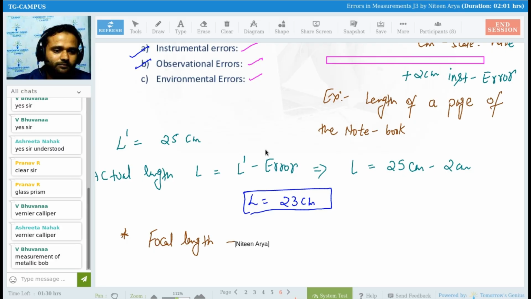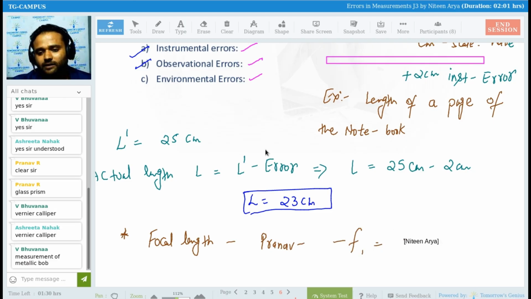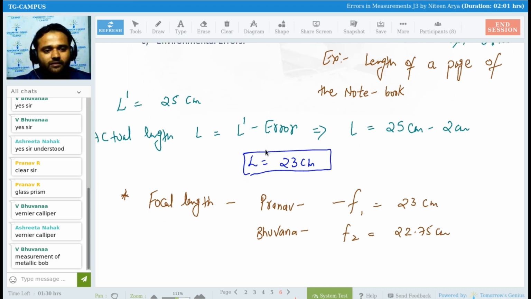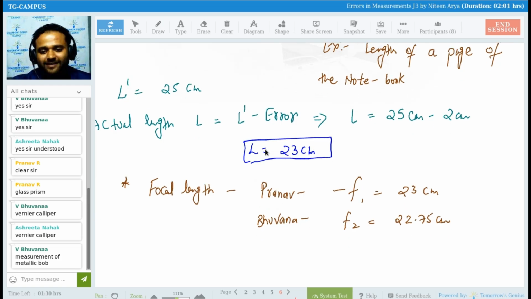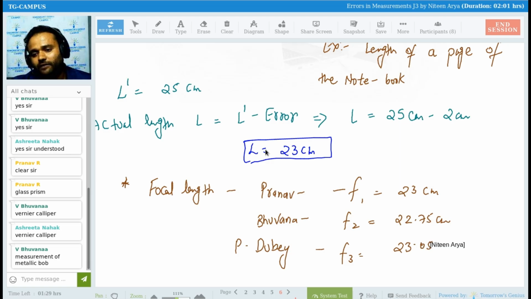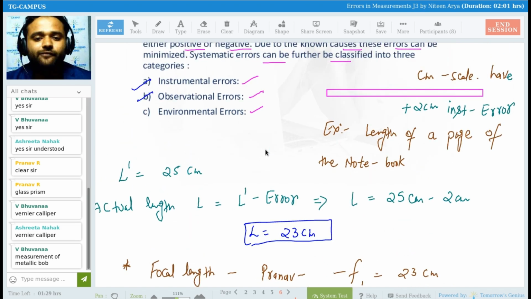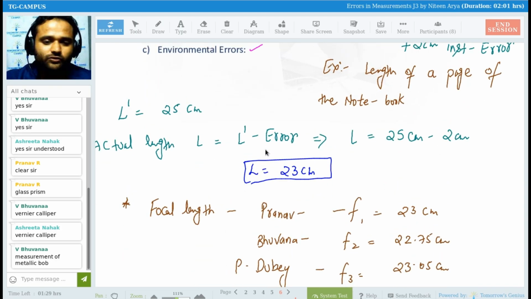So here we have 8 students. Suppose Pranav observes that focal length f1 is 23 centimeter. Then another student, Bhuana, observed that f2 is 22.75 centimeter. Clear? Then another, Pradyuman Dubey, I'm going to write Dubeji. P Dubey, f3, he finds a little bit more, 23.05 centimeter. So each different student finds a different focal length. But the exact focal length is going to be, suppose, 23.50.